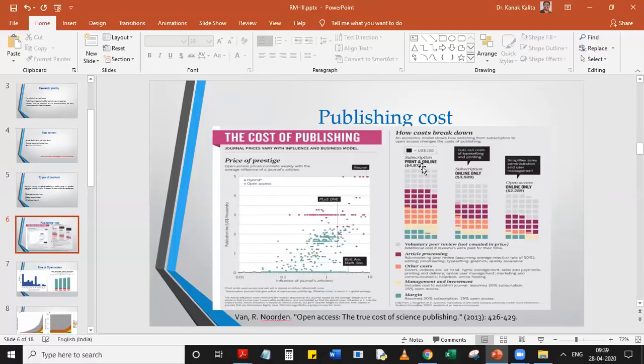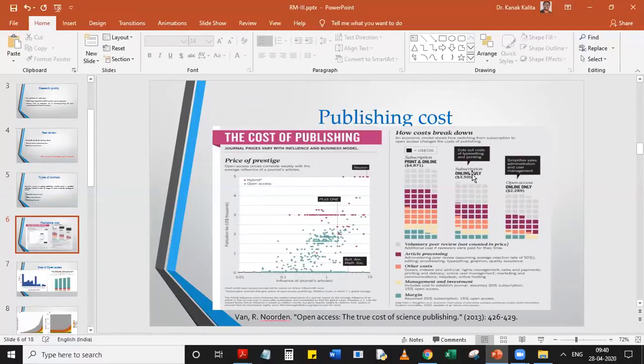He has done a study, and based on this, suppose say this is the average cost of a subscription based journal, this is the average cost of an online journal, and this is the average cost of an open access online journal, and this is the average cost of a subscription based online journal only. Here they are publishing both the print copy as well as the online copy, and here they are publishing only the online copy, and this is a subscription journal.